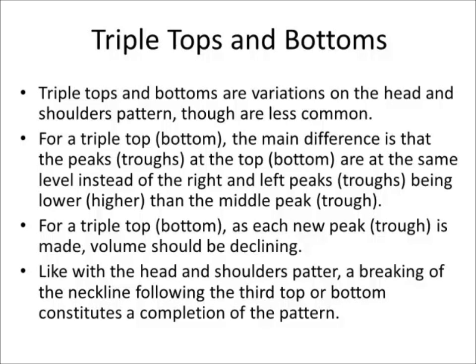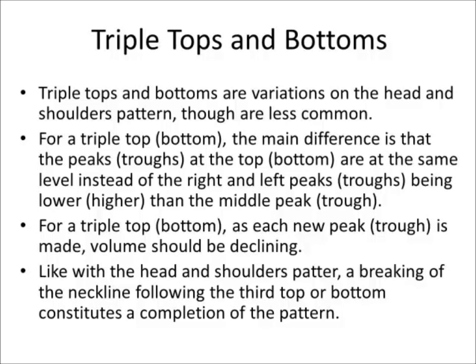So for a triple top, the main difference is that the peaks at the top are at the same level instead of the right and left peak being lower than the middle peak. Instead of the head and shoulders where you have the middle peak that's higher than the other two, in a triple top all the peaks are at the same level. And obviously the neckline is there as well. So that's the essential difference. It's essentially 3 tops and they're all at the same level.